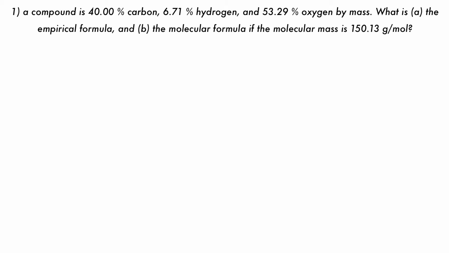So that would mean that we would have 40 grams of carbon, we would have 6.71 grams of hydrogen, and we would have 53.29 grams of oxygen in our compound.